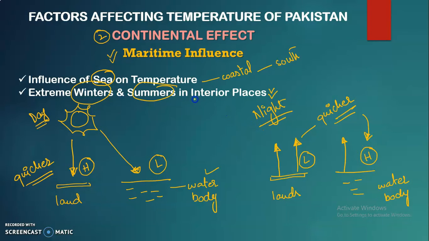This is one reason that the interior places, that is the land areas, have extreme winters and extreme summers. If we talk about the coastal area of Pakistan, that is the location we have, the person living over here at point A, on the inland area, and a person living at point B, on the coastal area, would receive a different kind of temperature because of the maritime influence. This is the second factor we have, the continental effect, because of which the temperature varies.